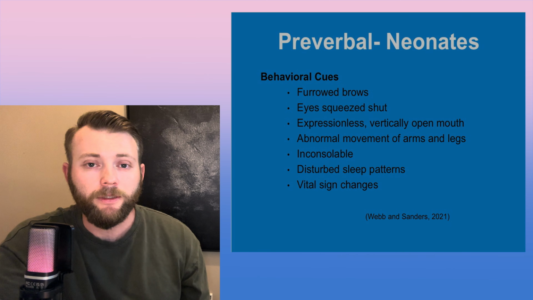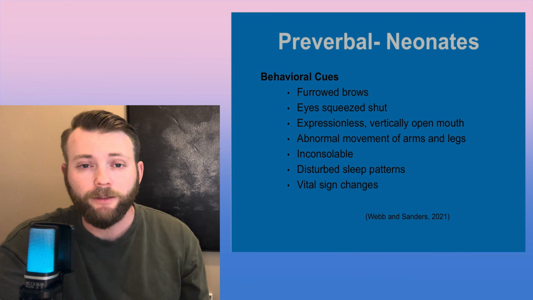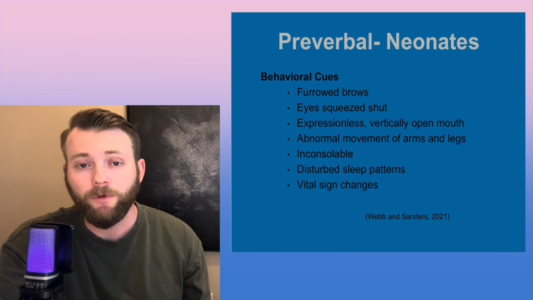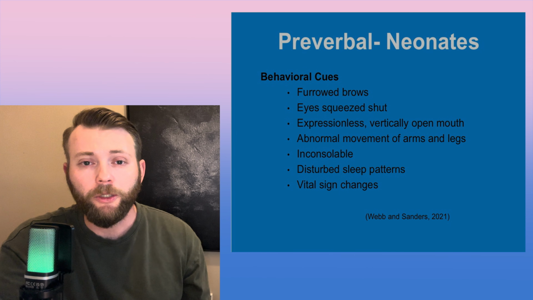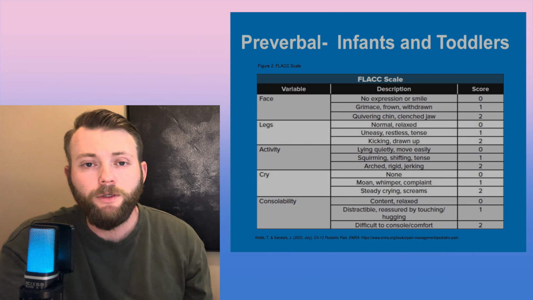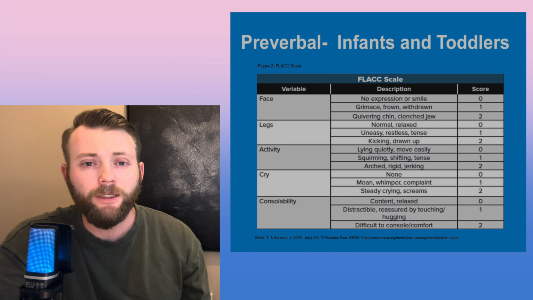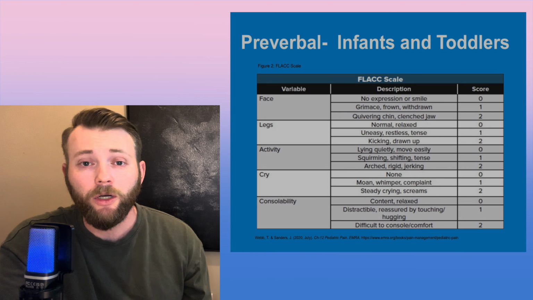Disturbed sleep patterns. This is likely one of those history findings that we would get from caregivers as we ask them questions about the child's behavioral changes that they may or may not have noticed. And vital sign changes, which are non-specific but are included in some of the pre-verbal pain assessment of neonates. What you see on the screen is called the FLACC scale, and we'll come back to this a little bit later and talk about it in more depth. But the FLACC scale here really just gives us a good appreciation of some of the pre-verbal cues to look for in infants and younger toddlers.